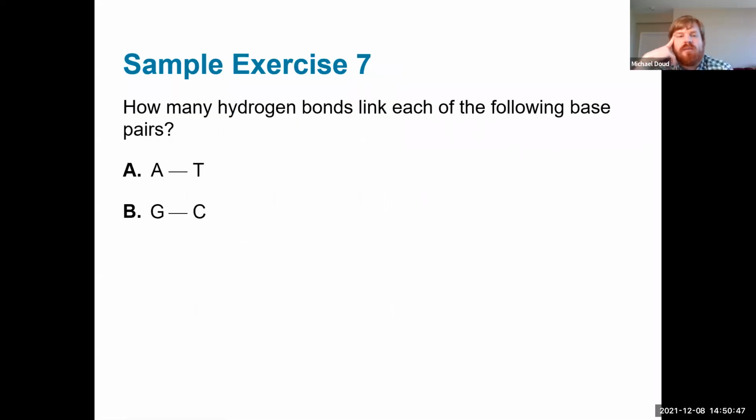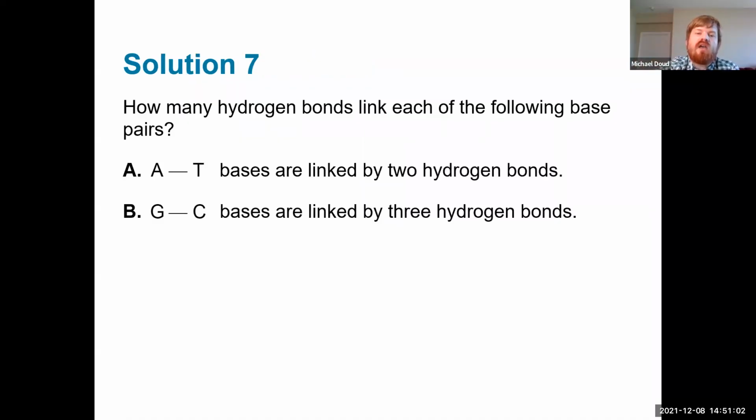Okay, so looking back at our sample exercise packet, how many hydrogen bonds link each of the following base pairs? You have adenine, thymine, and guanine, cytosine. So it's a different number for each is what I'll tell you. Pause the video, take a look at your notes, and when we come back, we'll take a look at the answer. Okay, so for A and T, those are linked together by 2 hydrogen bonds. G and C are linked by 3 hydrogen bonds.